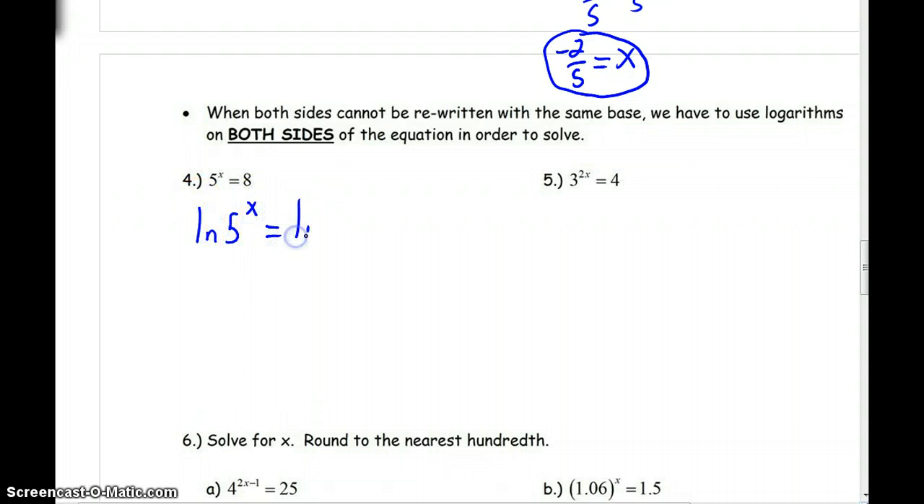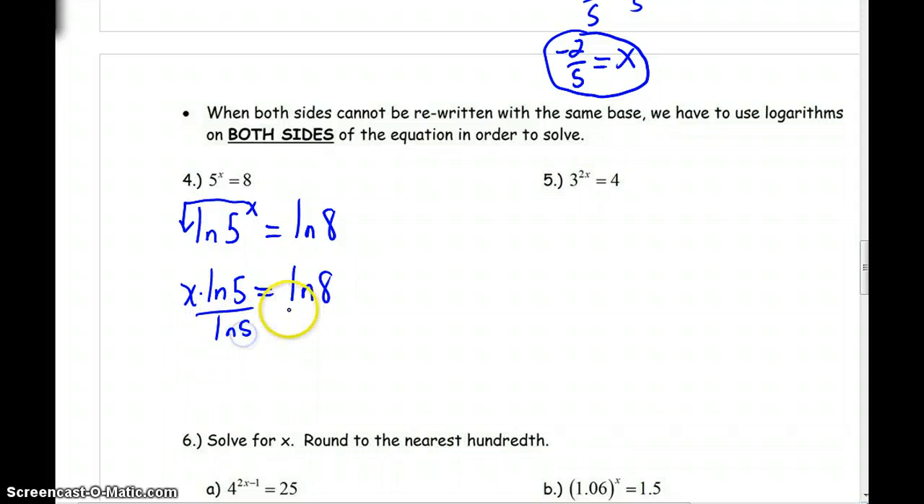We very well could also have taken a base 10 log. That would be fine. But you see, we have a property of logs. It's such a wonderful property. Look at this. We can drop down an exponent out in front as a coefficient. And then we have our x. X times natural log of 5 equals natural log of 8.